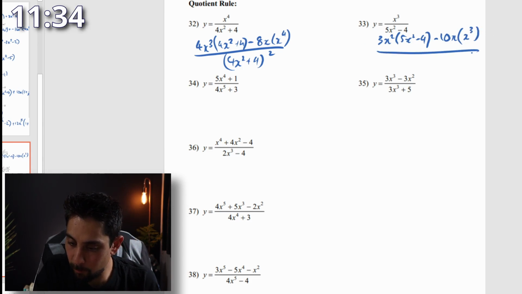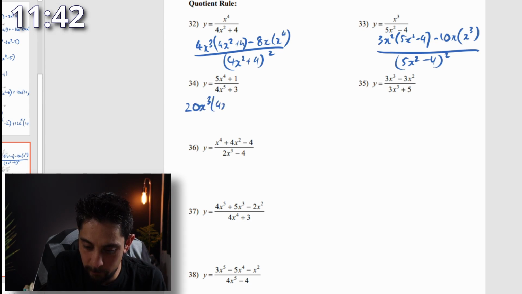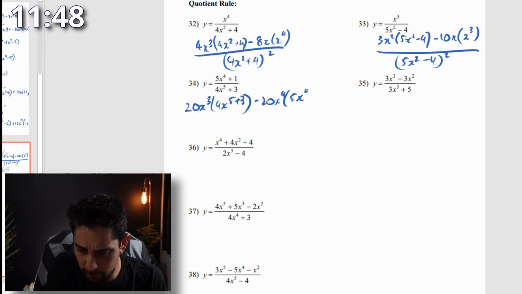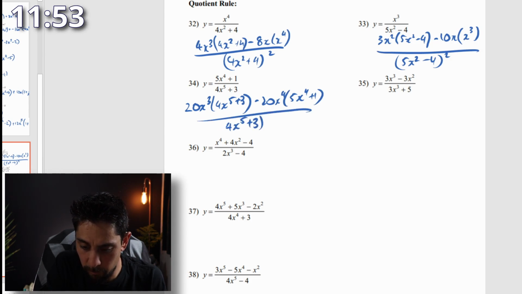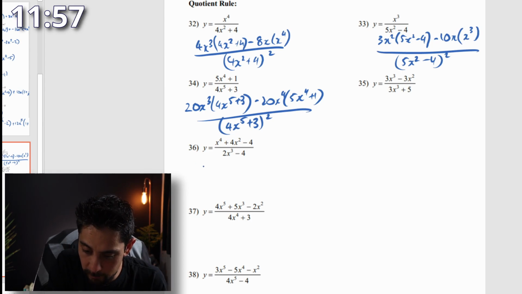Let's try that again. That's a 3. That's just copying. That's not even difficult. 20x^3 times 4x^5 plus 3 minus 20x^4 times 5x^4 plus 1 over 4x^5 plus 3 all squared. We have 3 minutes remaining. I'm going to skip number 35 because there's not much room.